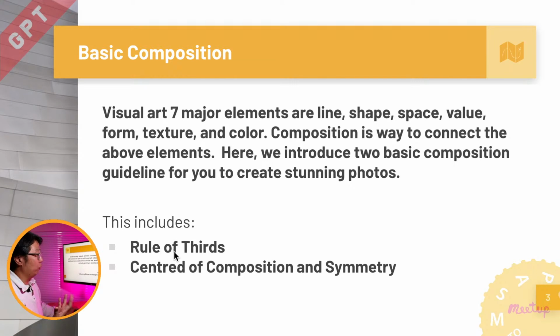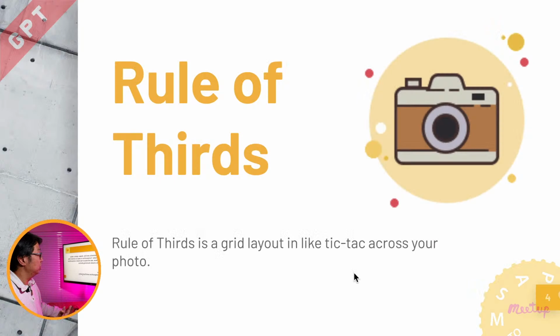The first one is called the rule of thirds. I think many of us might have heard of that. The other one is called center composition and symmetry. These two are really useful, and we will show you how and why we should use them. The first thing is what we call the rule of thirds.